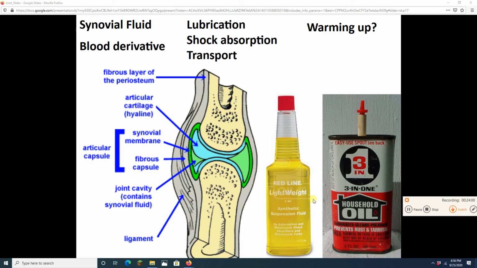Plus, synovial fluid acts as like a suspension fluid, what you would put in your shocks. You want to be able to absorb impacts. Think about running. I mean, you're running. Think about the force you have to absorb in your joints. It's amazing. It's absolutely amazing. And your synovial fluid helps you absorb that shock. Plus, it moves things that feed the various cells and structures within this joint.